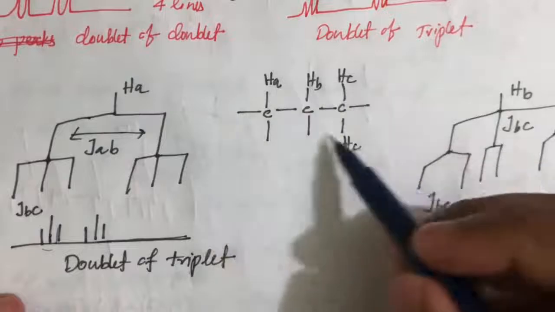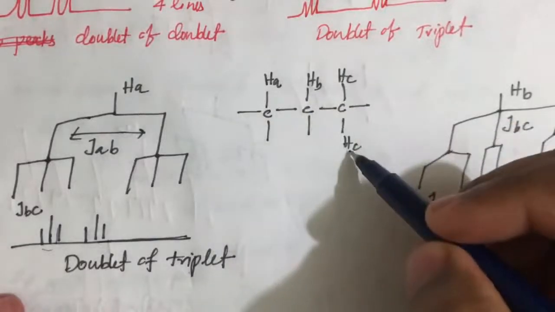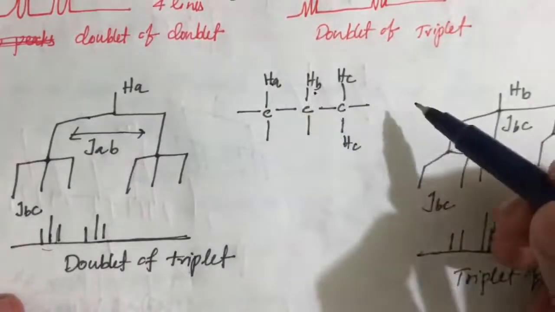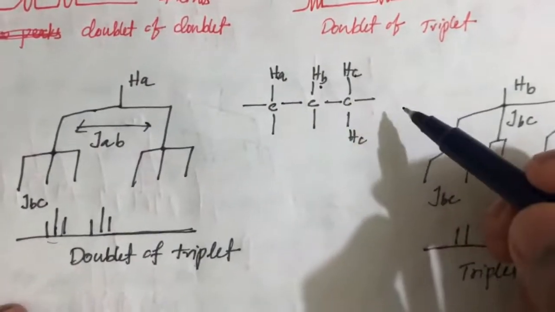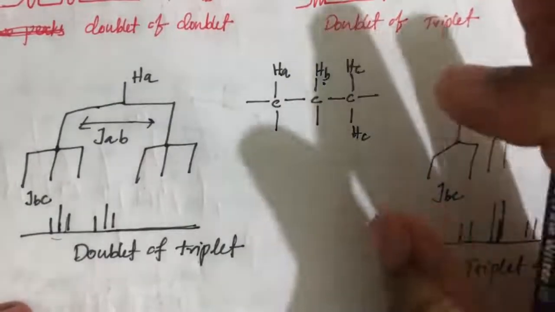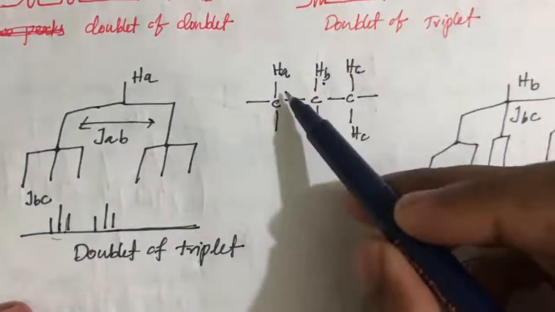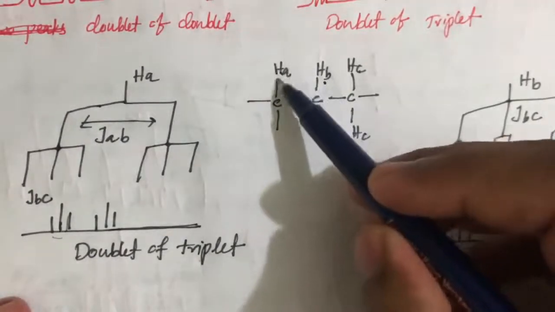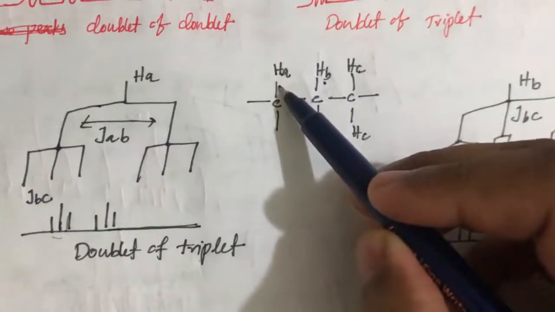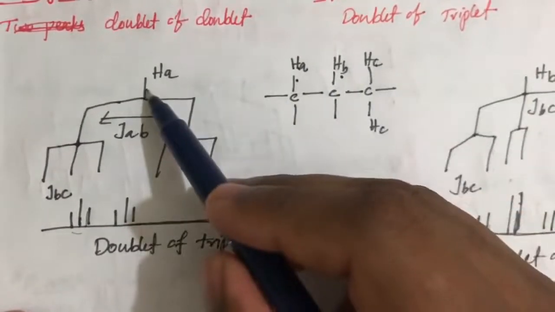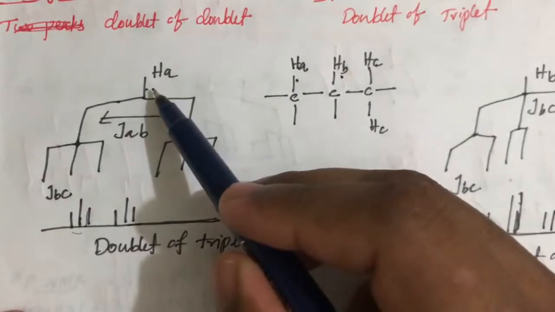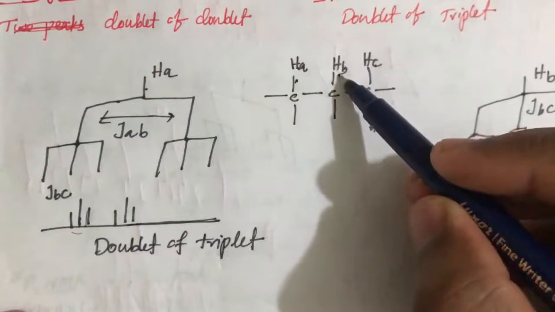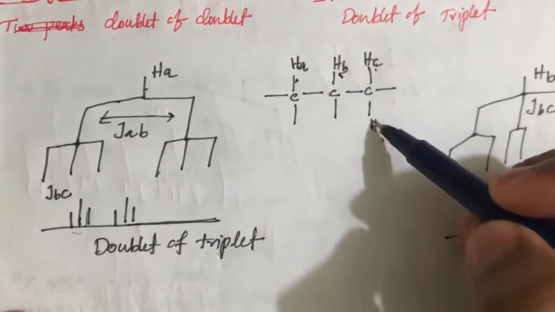So this is our organic compound having 3 different proton environments. One is the HA environment, the other one is the HB environment, the other one is the HC environment. That means this organic compound gives you 3 different peaks. First of all, we can analyze the peak of HA. So in the HA peak, we can have coupling due to HB, and coupling due to HC.